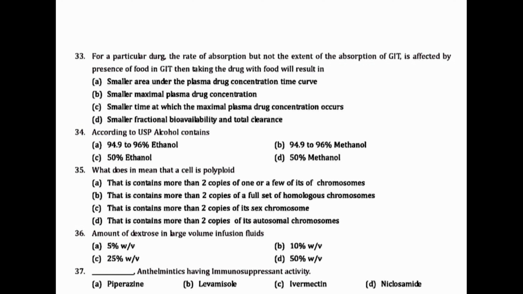Question number 35. What does it mean that a cell is polyploid? Option A, that it contains more than 2 copies of one or few of its chromosomes. B, that it contains more than 2 copies of the full set of homologous chromosomes. C, that it contains more than 2 copies of its sex chromosomes. D, that it contains more than 2 copies of its autosomal chromosomes. Actually, polyploidy is a condition in which the cells of an organism have more than 2 paired homologous sets of chromosomes. So the correct answer is option B.